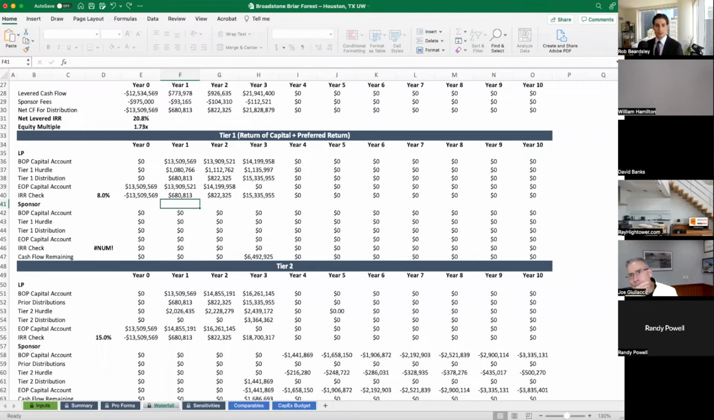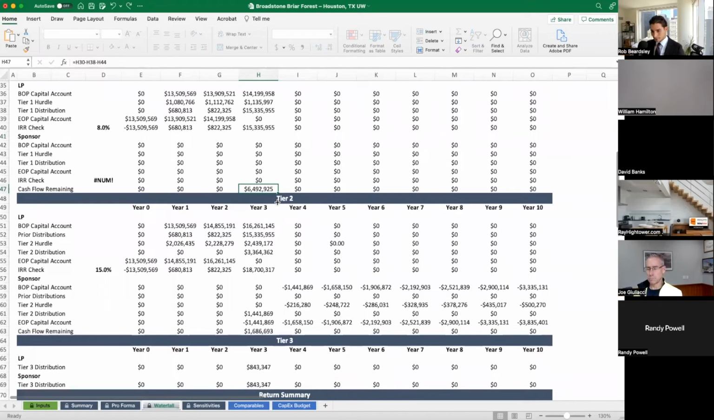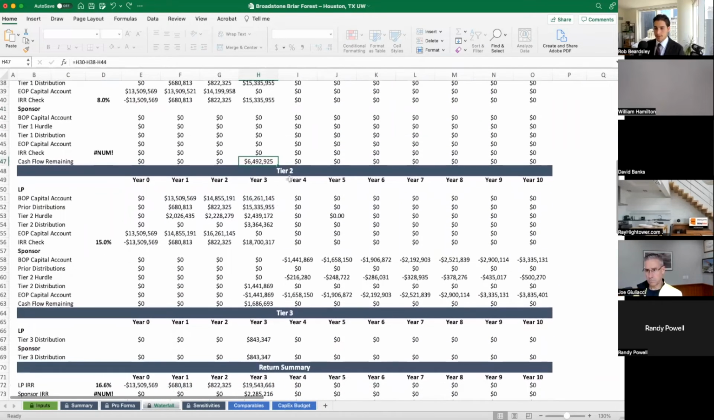Let's see here. William's asking about the model scaling to 10 years, and yes, that is correct. This model can go out to 10 years. What happened to the 6.5 million cash flow remaining in tier one? Okay, awesome. This 6.5 million that's remaining trickled down to the subsequent tiers, right?